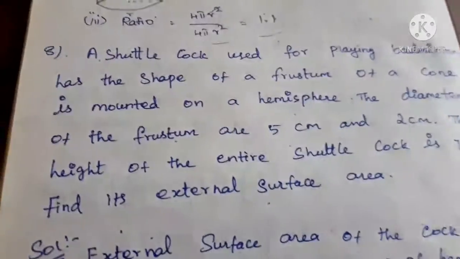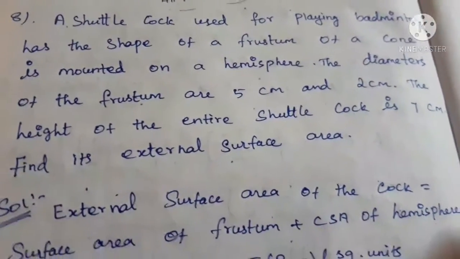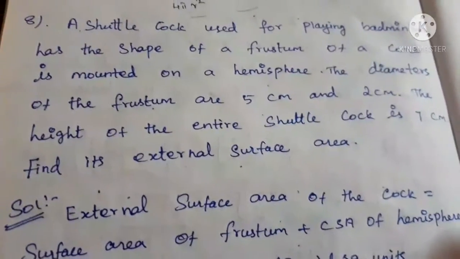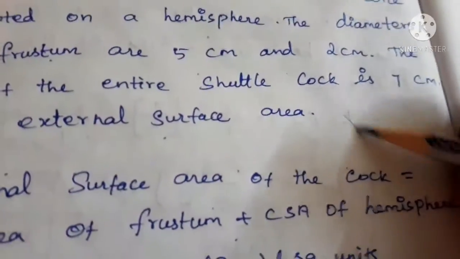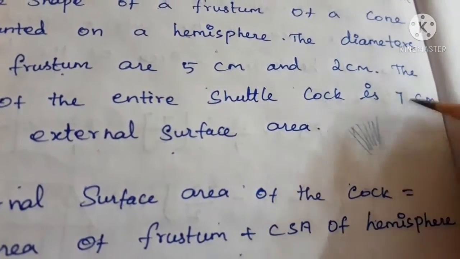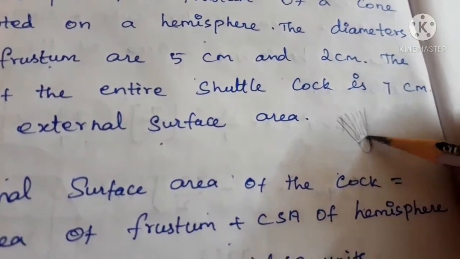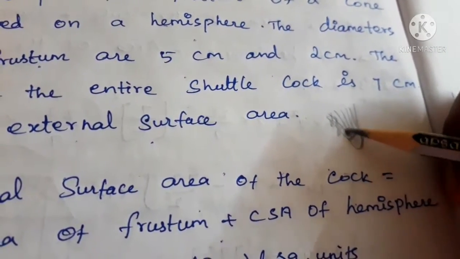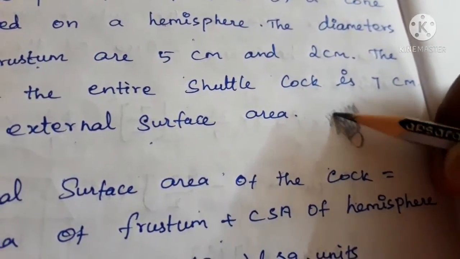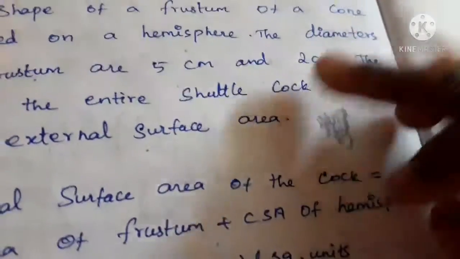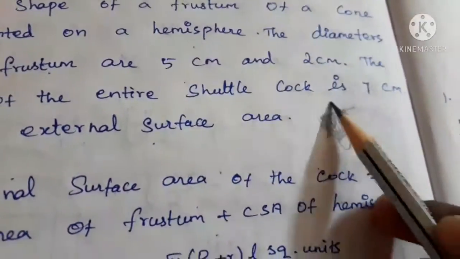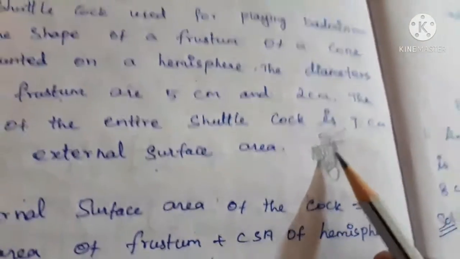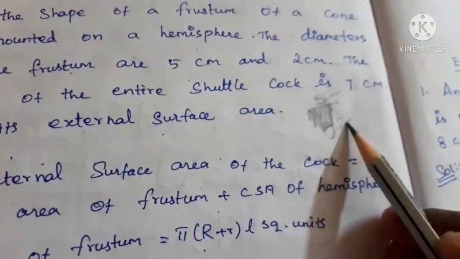Okay. Eighth question. A shuttlecock used for playing badminton has the shape of the frustum of a cone mounted on a hemisphere. Okay, it will be looking like this, no? So it will be looking like this. It is a frustum of the cone joined with a hemisphere. The diameters of the frustum are 5 cm and 2 cm. The big one will be called 5 cm, that is, diameter will be 5 cm and the small one will be 2 cm.